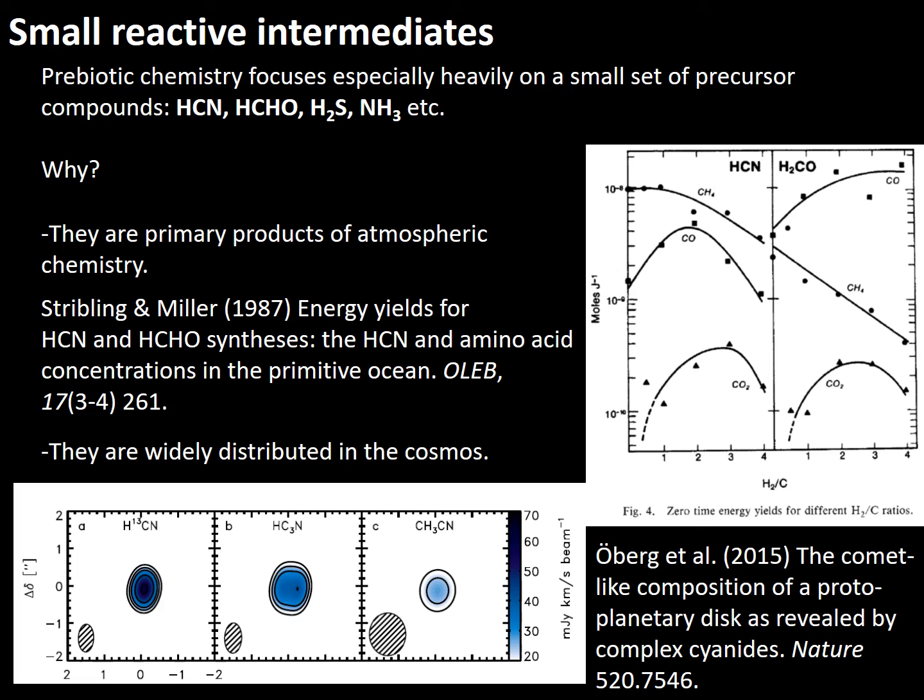And I'd just like to point out that here's a study by Stribling and Miller really highlighting the importance of the oxidation state of the gas mixture on the efficiency of production of things like hydrogen cyanide and formaldehyde. So really reducing gas mixtures are much more efficient at producing cyanide than more oxidizing ones. And it tends to be true for formaldehyde as well, though in this case, carbon monoxide is the most efficient for its production.